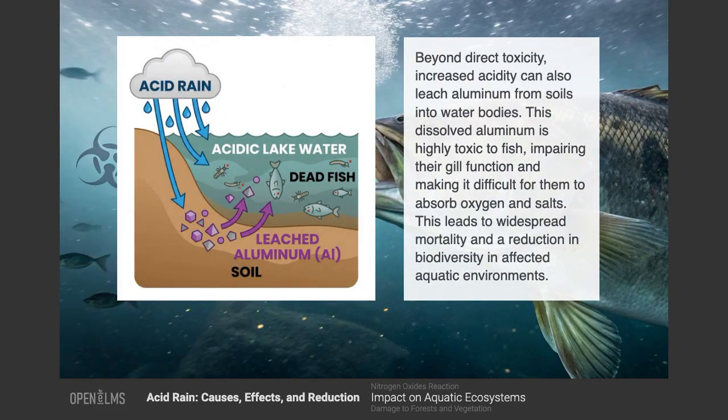Beyond direct toxicity, increased acidity can also leach aluminum from soils into water bodies. This dissolved aluminum is highly toxic to fish, impairing their gill function and making it difficult for them to absorb oxygen and salts. This leads to widespread mortality and a reduction in biodiversity in affected aquatic environments.